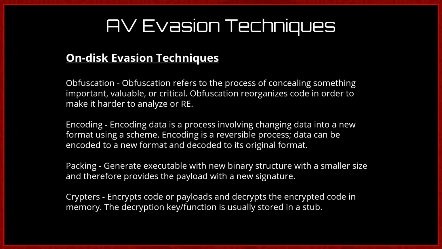You also have cryptors, and cryptors are essentially used to encrypt code or payloads and decrypt the encrypted code in memory, which is also quite useful. The decryption key or function is usually stored in a stub. So again, what happens here is the encrypted payload or code, if you will, is stored on disk, and then the decryption function or the decryptor essentially decrypts the encoded code in memory, and it is then executed in memory.